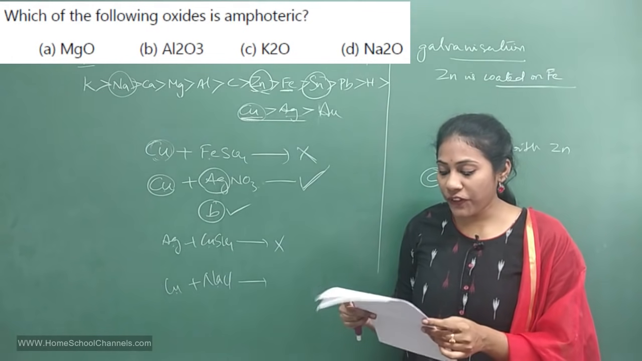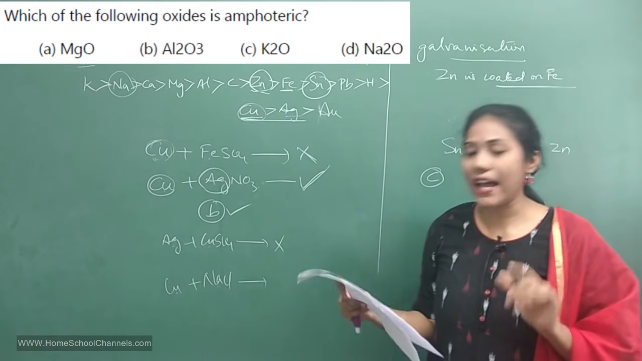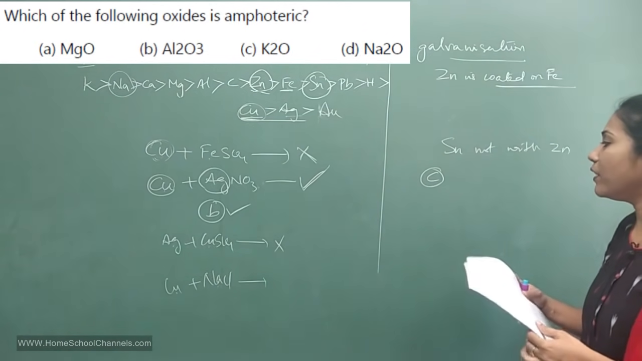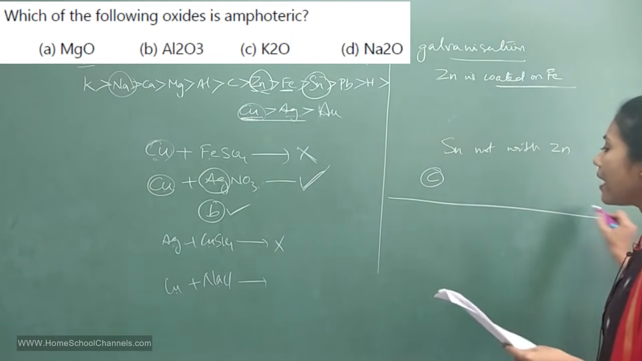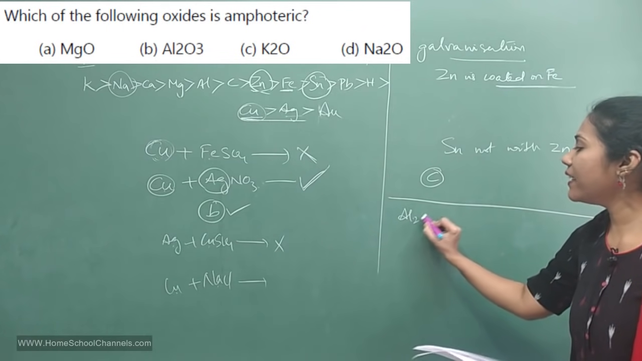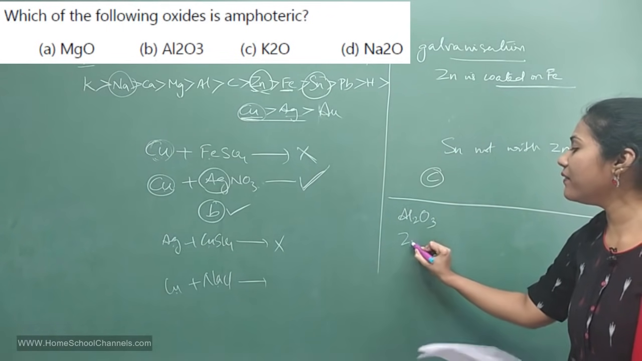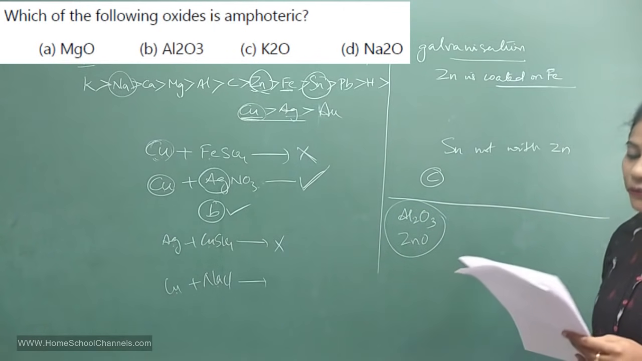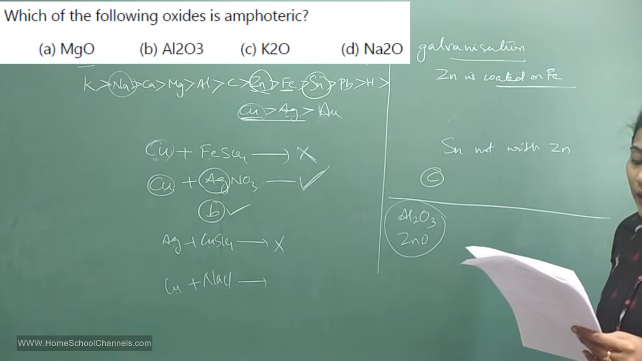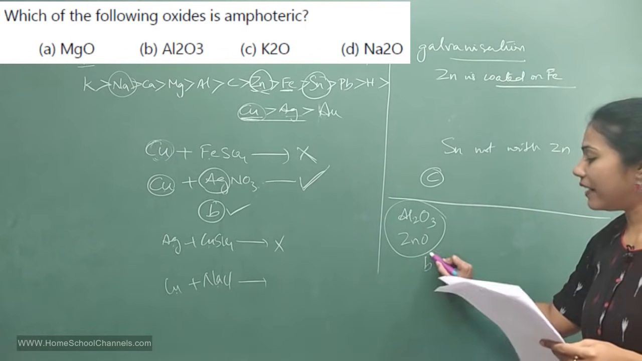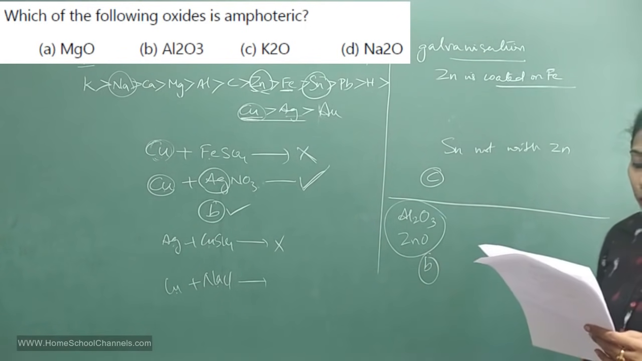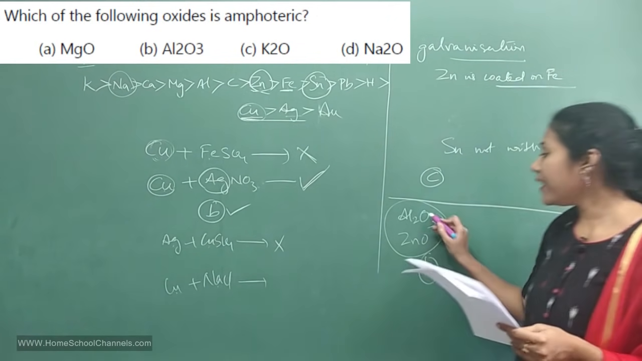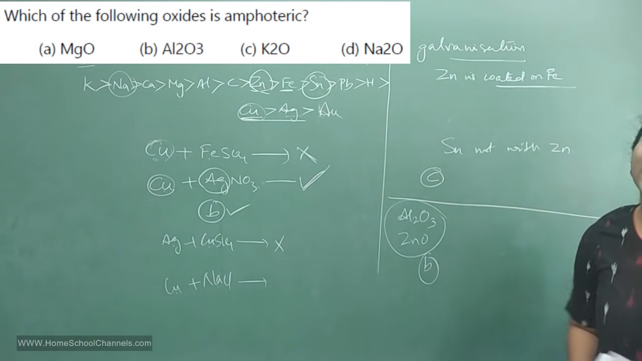Fourth question, which of the following oxides is amphoteric? This is another important concept, that is amphoteric oxides. So can you give examples of amphoteric oxides? One is Al2O3 and another one is zinc oxide. Both examples, try to remember. So which is the option in this case? Definitely option B, right? MgO, Al2O3, K2O and Na2O. So Al2O3 is the best example of an amphoteric oxide.